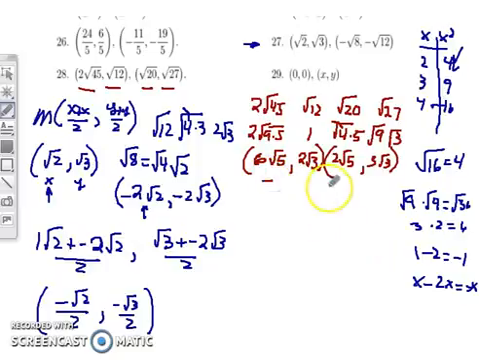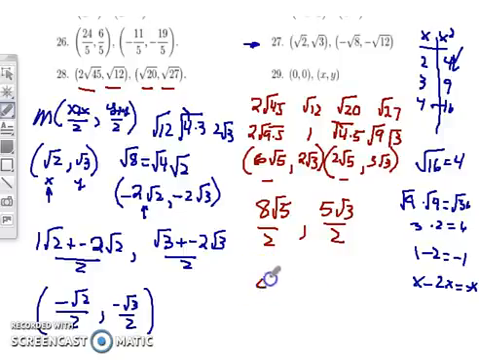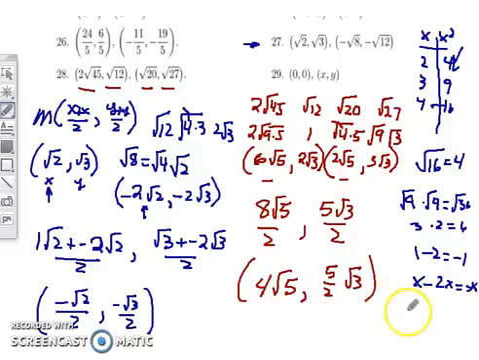We're going to add the x's together and divide by 2. What is 6 plus 2? That's 8 radical 5, over 2. That would be the x. And then the y would be 2 plus 3, which is 5 radical 3, over 2. We could simplify a little bit. That's 4 radical 5, comma. You could write this a different way: 5 halves radical 3, or you could just leave it as 5 radical 3 over 2. So that's my final answer for number 28.